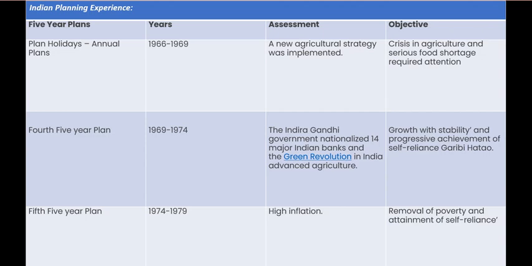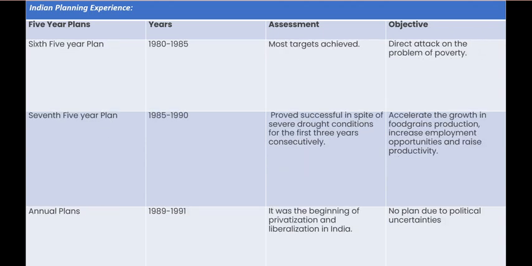We had a plan holiday in the form of annual plans from 1966 to 1969. During the course of those plans, the objectives were crisis in agriculture and serious food shortage required attention. During the period, a new agricultural strategy was implemented. It involved the distribution of high yielding varieties of seeds, extensive use of fertilizers, exploitation of irrigation potential, and soil conservation measures.